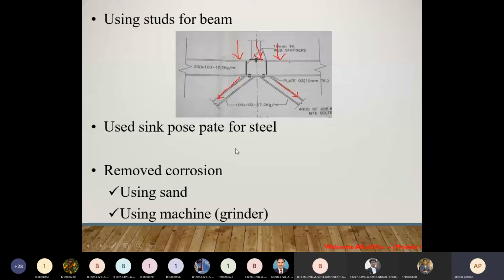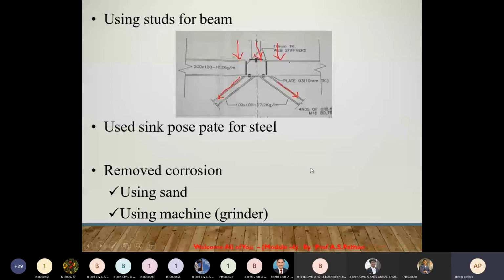If you want to remove the corrosion effect, then we can use sand filter papers to rub the surface to avoid the corrosion from these particular beams. Then using machine grinders also. So if you want to avoid the corrosion, these are the two things we can do. Either with the help of sandpaper we can remove the corrosion from this particular member, or with the help of a machine grinder we can remove the process. If you use the machine grinder, then ultimately we can speed up the work to avoid the corrosion.